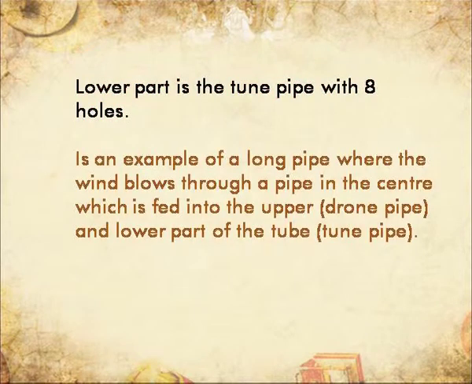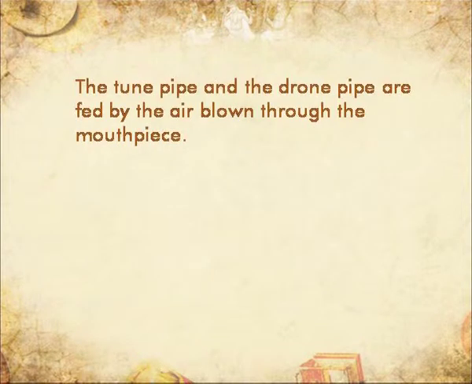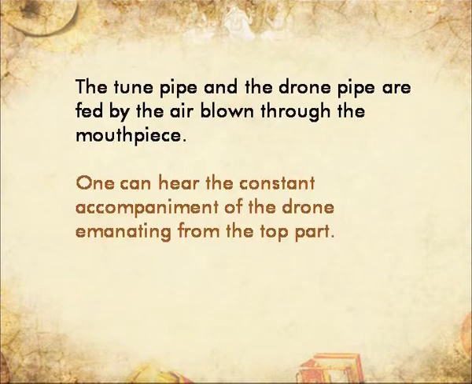The Nedunkural furnishes a remarkable example of a long pipe wherein the wind blown through a pipe in the center feeds the upper part of the tube and the lower part of the tube. The tune pipe and the drone pipe are fed by the air blown in through the mouthpiece. As music is played, one hears it to the constant accompaniment of the drone note emanating from the top part.